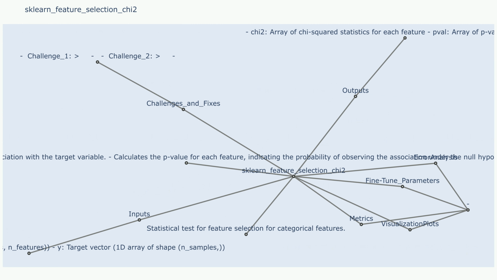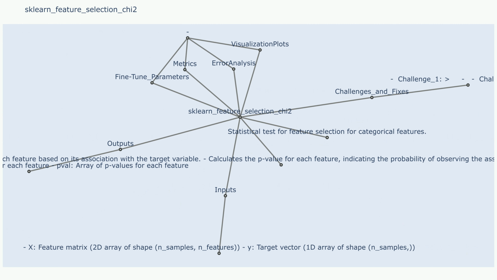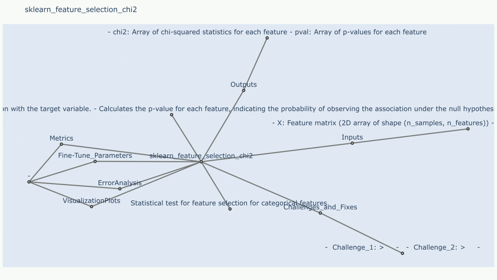Inputs: X, a NumPy array or pandas data frame containing the features. Each row represents an instance, and each column represents a feature. y, a NumPy array or pandas series containing the target variable. It should be a categorical variable.